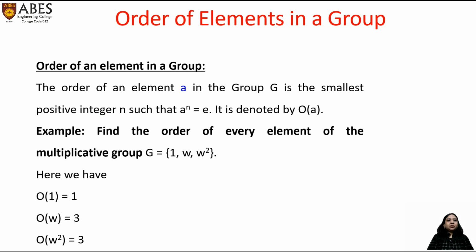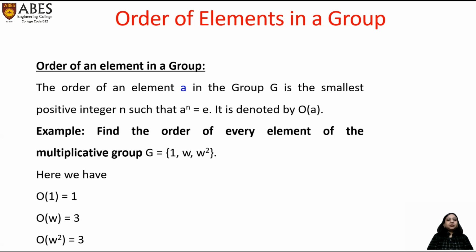So we can define the order of an element A in the group G as the smallest positive integer n such that A raised to the power n is equal to E. It means we have to find the power such that we are getting the identity element of the group.